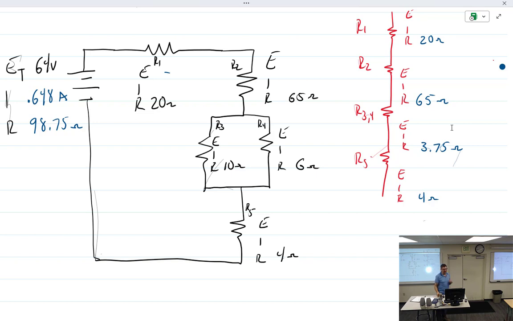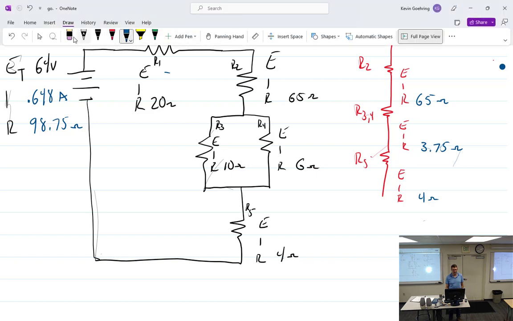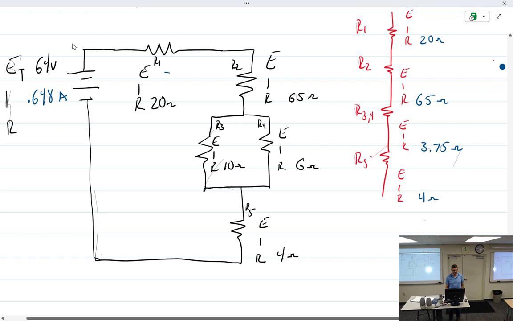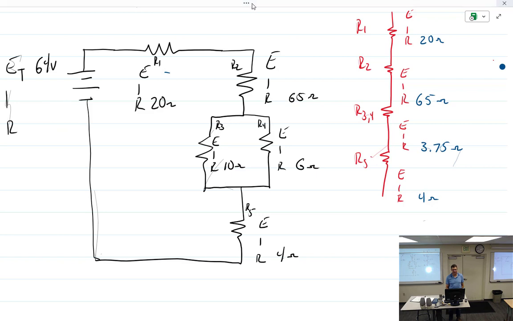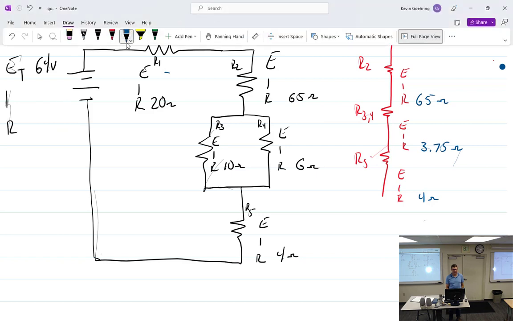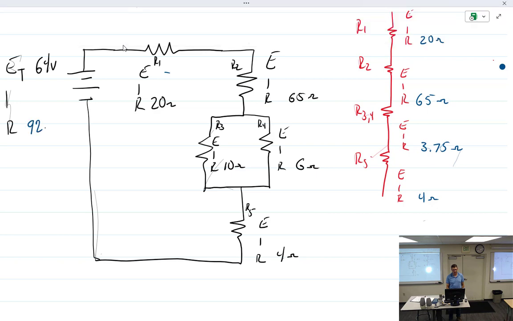Yeah, for total ohms. Somebody lied to me. Or no, total resistance. Well, that's going to change everything then. I trusted it, didn't verify. What is total resistance? 92.75 ohms, and that makes our current 0.69 amps. Does anybody disagree?